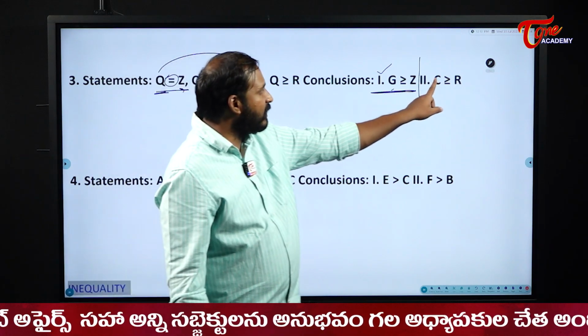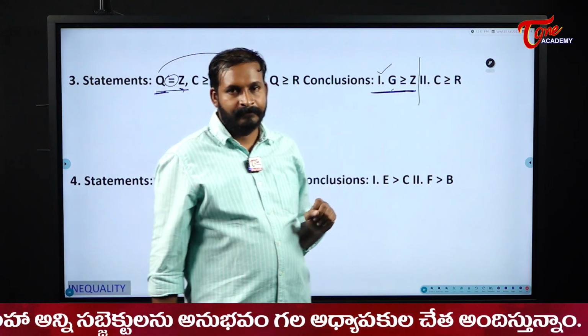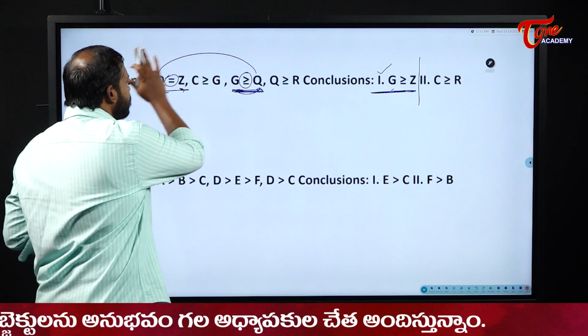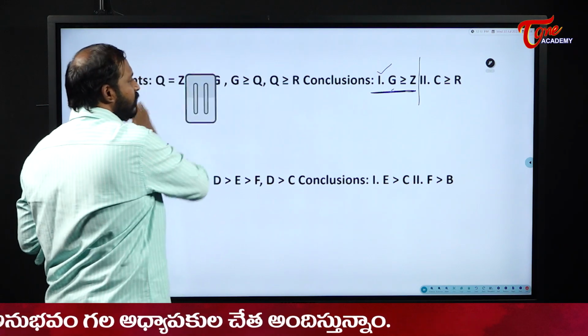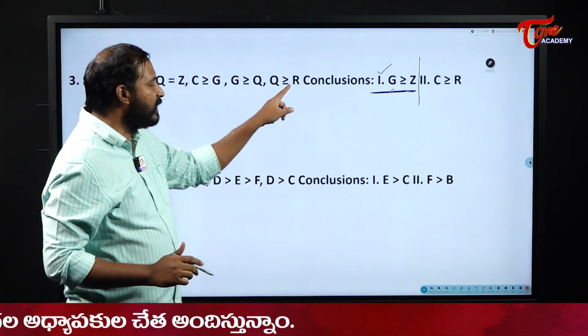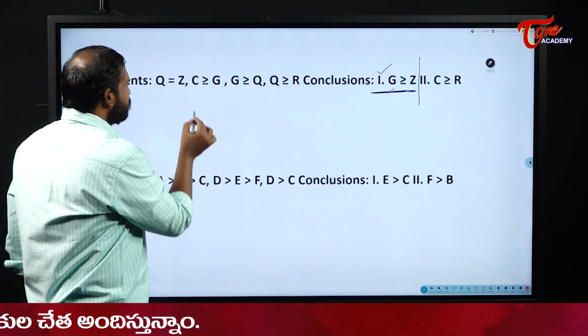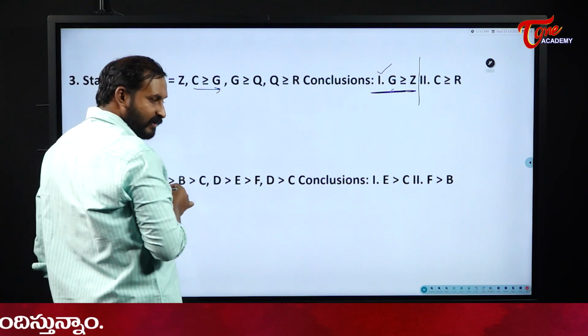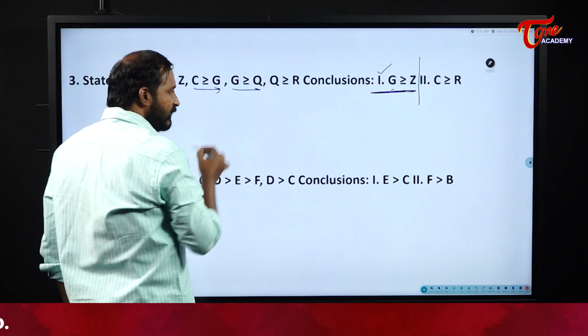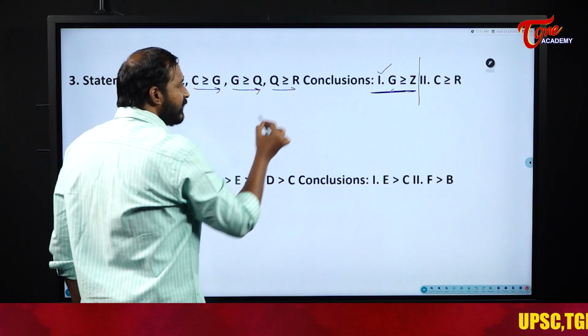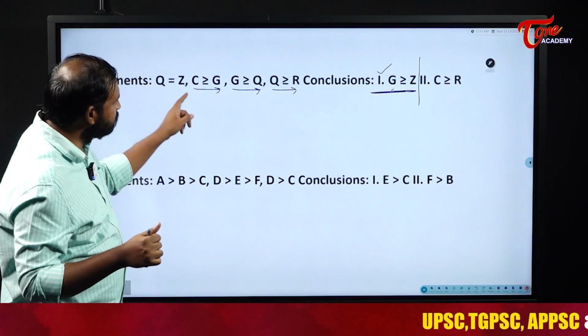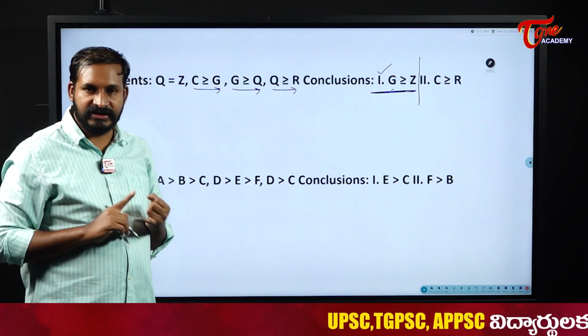I should travel from what? I should travel from C to R. Where do I have C? Here. And where do I have R? Here. Now see here, students. First, C to G I can travel, G to Q I can travel, Q to R I can travel. I can move from C to R. Okay, the first thing is satisfied.